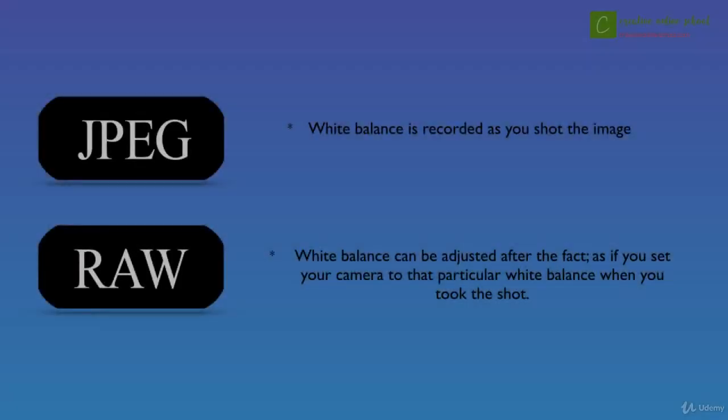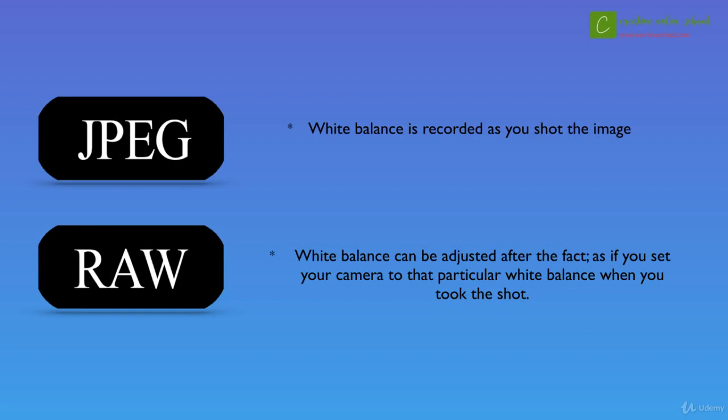White balance is recorded as you shot the image with a JPEG. However, with RAW, white balance can be adjusted after the fact, as if you'd set your camera to that particular white balance when you took the shot. You can adjust your white balance with a JPEG as well, but it's just not going to be as perfect as it would be if it was a RAW file. Since you have so much more information with a RAW file, you have the capability to do much more than you do with a JPEG.